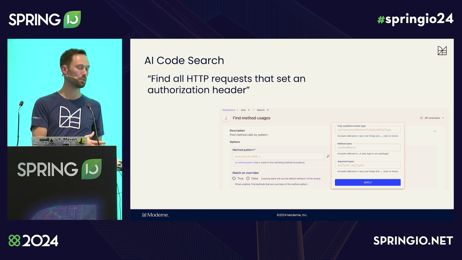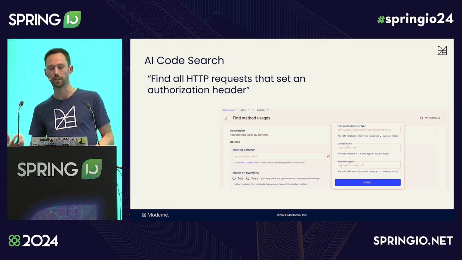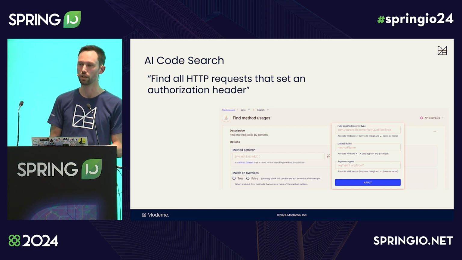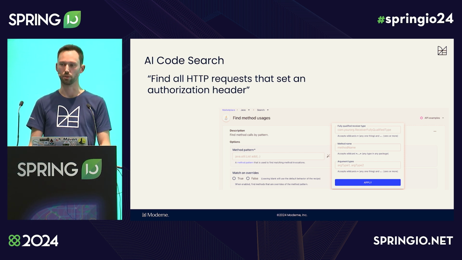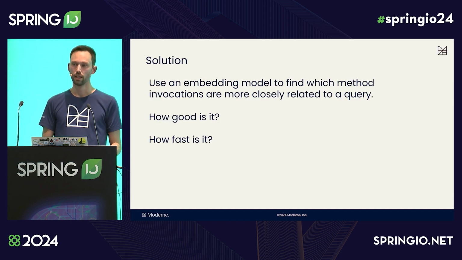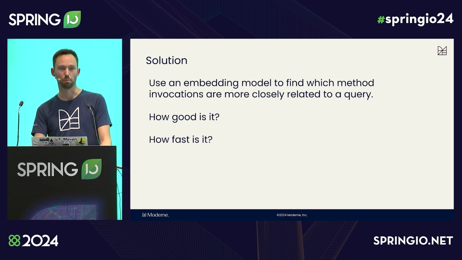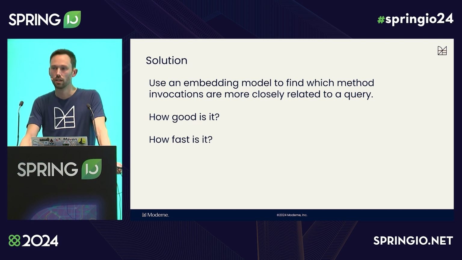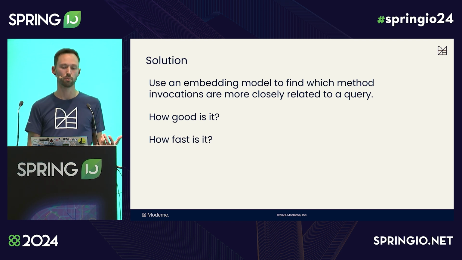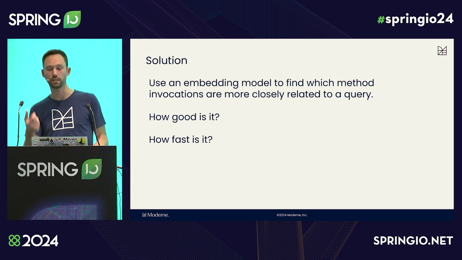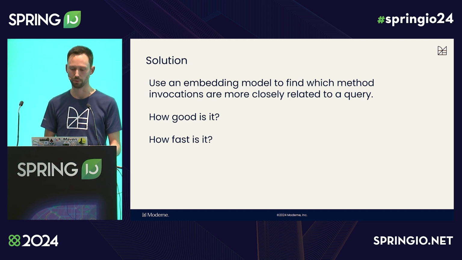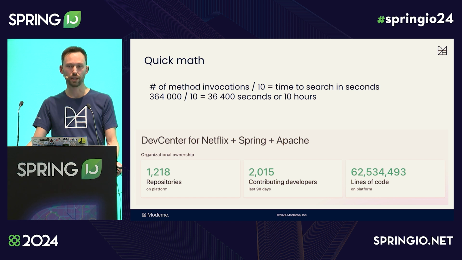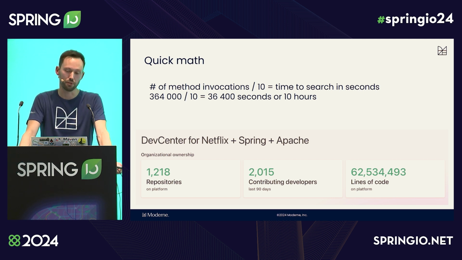So they came to us to try to identify usages of that header, regardless of the library used to make that HTTP call. But this is a more interesting problem, because this being search, you can't simply sample to limit your search space. You actually have to look across all the method invocations that you have. So our solution then was to use an embedding model to find which method invocations were more closely related to the query. But we have the same challenge with speed again.